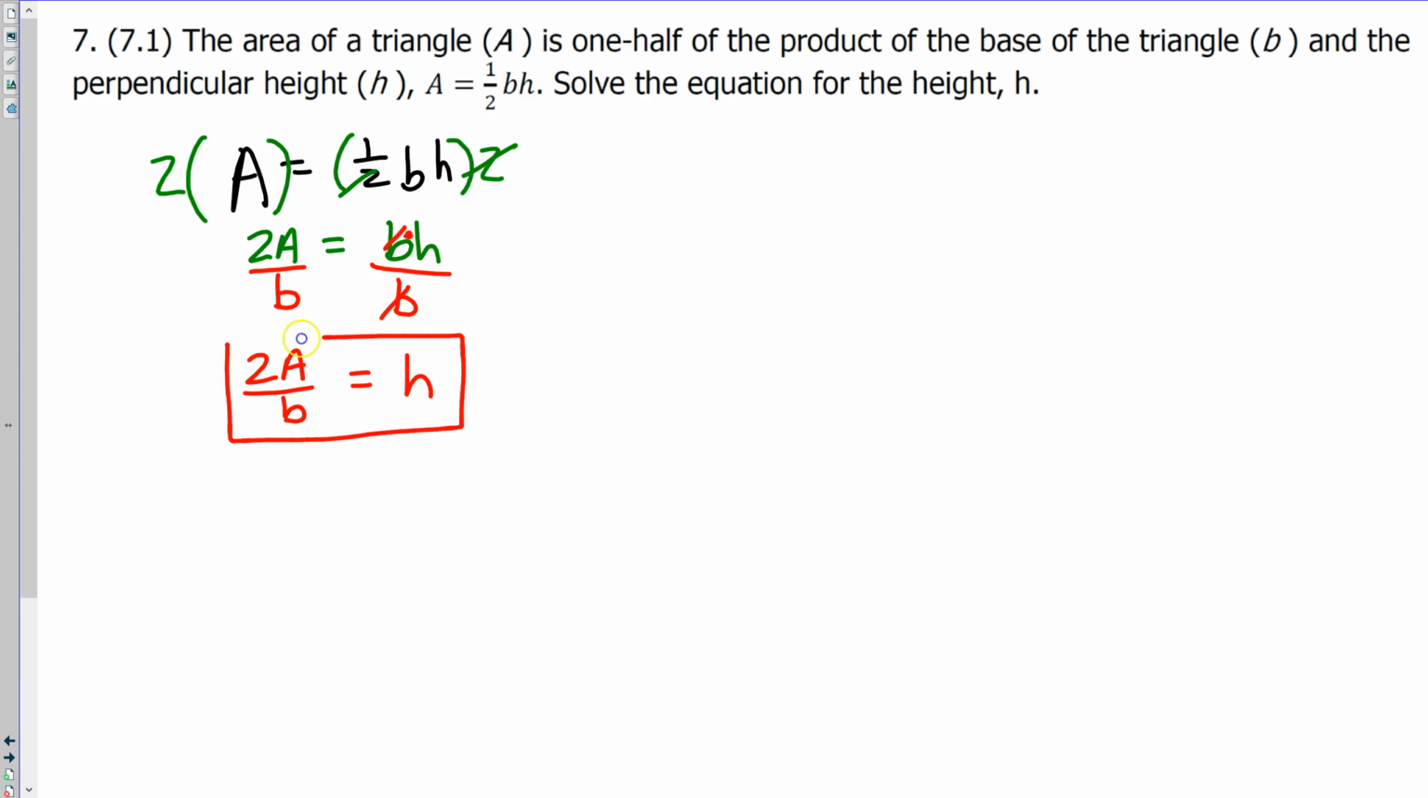So you could leave your answer like that. Because 2 is a number and it's in the numerator, we also kind of have an alternate way of writing our answer. I could pull out the 2 in front and then have capital A over b. That's actually the exact same thing. It's just whether you want the 2 to stay on the numerator of your fraction or if you prefer to pull it out in front. They both mean the same thing.